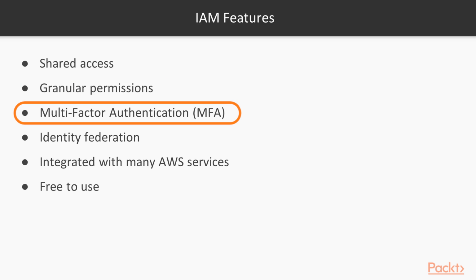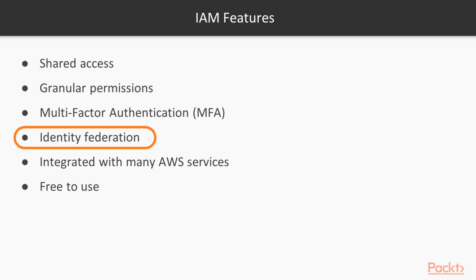With IAM, you can use multi-factor authentication, or MFA, meaning that you can add two-factor authentication to your account and to individual users for extra security. With MFA, you or your users must provide not only a password or access key to work with your account, but also a code from a specially configured device.